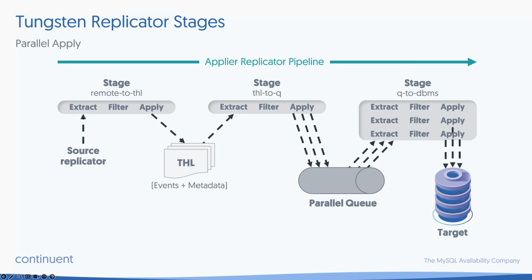Applier replicators can also be configured to use parallel apply. This can be especially powerful to maximize throughput in the cluster. However, parallel apply is not always suitable for every application. For parallel apply to be effective, your source database needs to have multiple schemas that your applications write to, and more importantly, transactions should not span across these schemas.